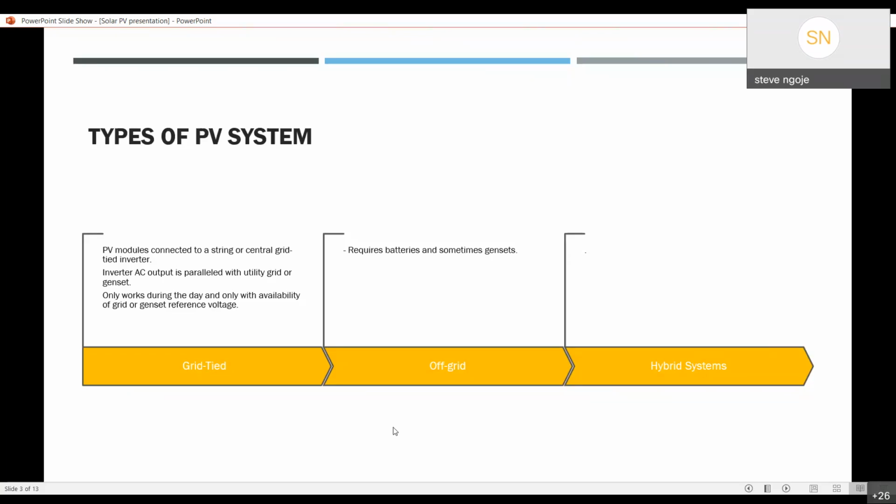The next one is hybrid systems. Hybrid systems, again, are just a combination, like having the grid-tied energy system, and then you incorporate batteries into it. So that's what hybrid means.